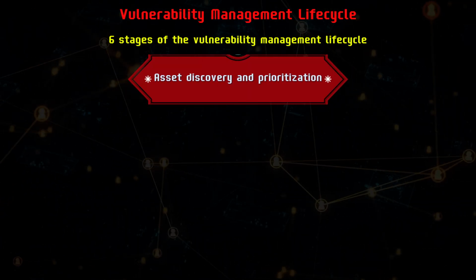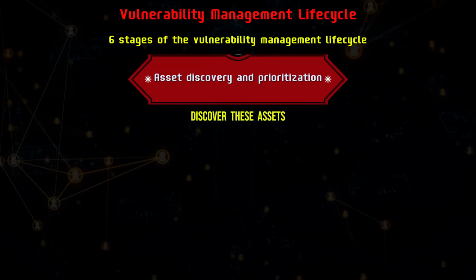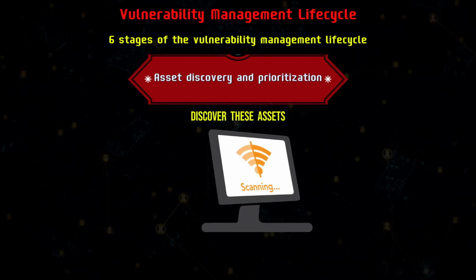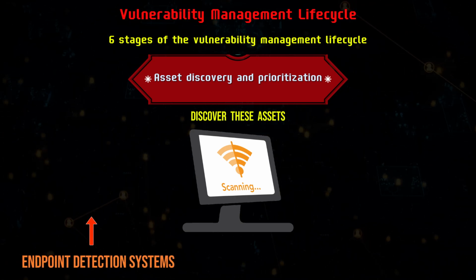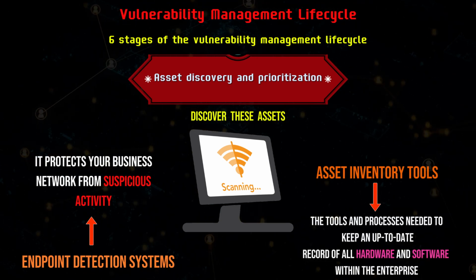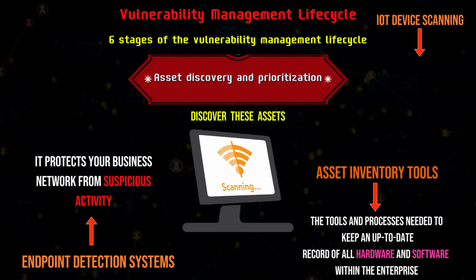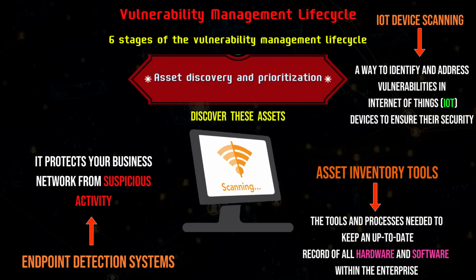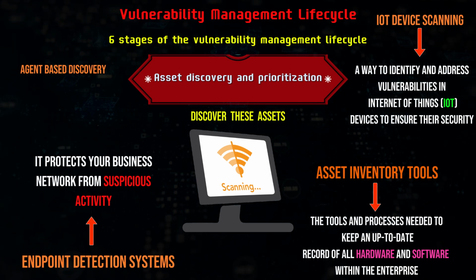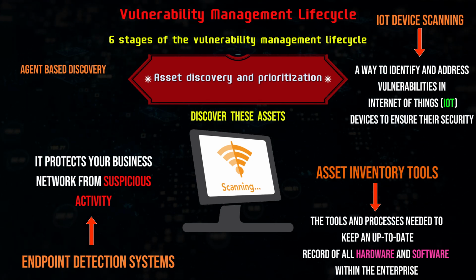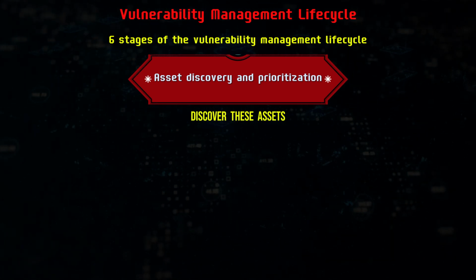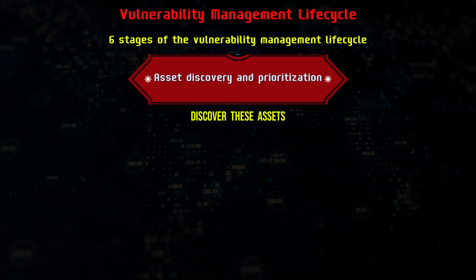Number 1. Asset discovery and prioritization. You can use a variety of strategies to get full coverage. These can include network scanning tools, endpoint detection systems, asset inventory tools, and IoT device scanning. There is also agent-based discovery, which involves software installed as agents on devices to help asset discovery. For example, a cloud agent could be installed on a virtual computer to deliver information about cloud assets.